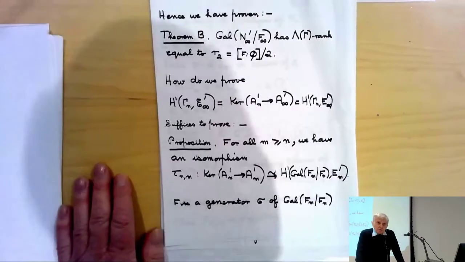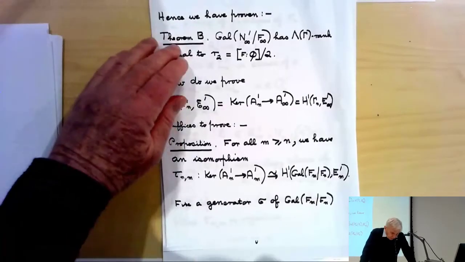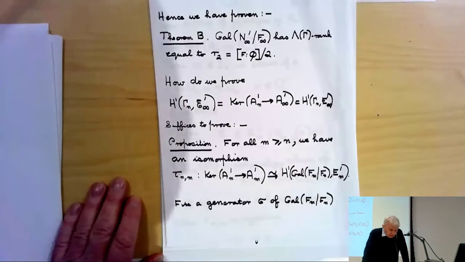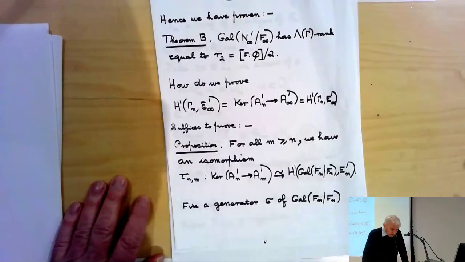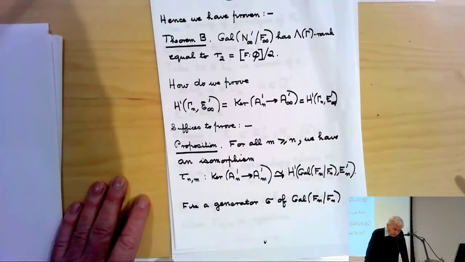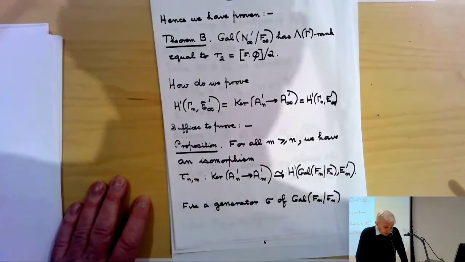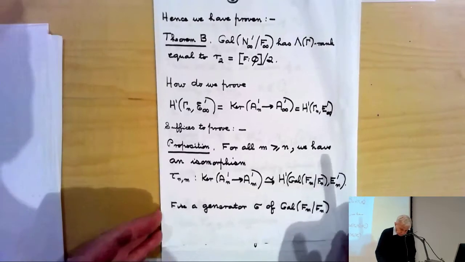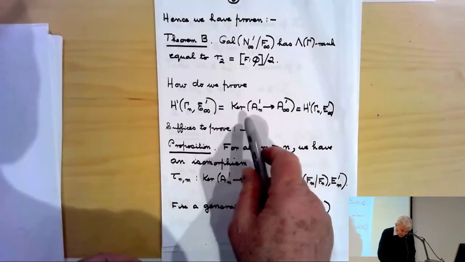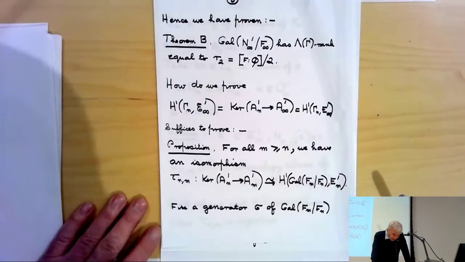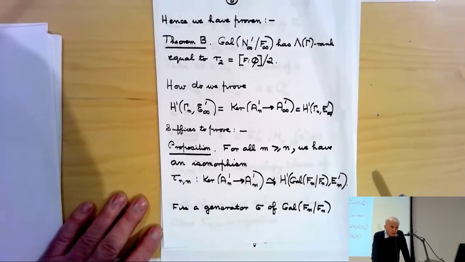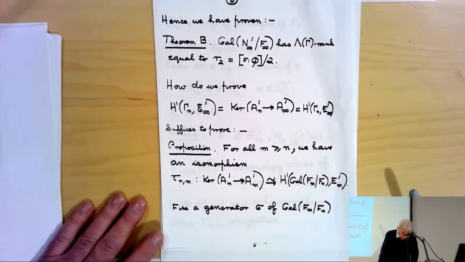Okay, so now I want to, so this proves theorem B at least, subject to this proposition about the H1s of gamma n E infinity primes being the same as the kernel of A n prime to A infinity prime. So I now want to explain the proof of this statement. It's not very difficult, but I want to go through it.